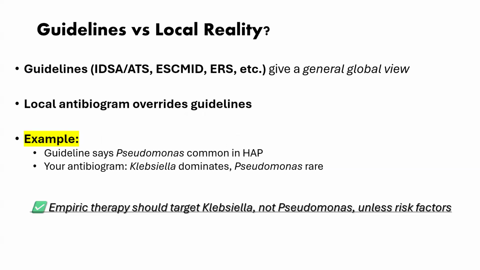Guidelines versus local reality. The guidelines like IDSA usually provide a general global view, but the local antibiogram overrides the guidelines. For example, the guideline says Pseudomonas is common in HAP, but your antibiogram says that Klebsiella dominates and Pseudomonas is rare. So your empirical therapy will target Klebsiella, not Pseudomonas, unless there is a risk factor for Pseudomonas. And this is very important to know and to address.